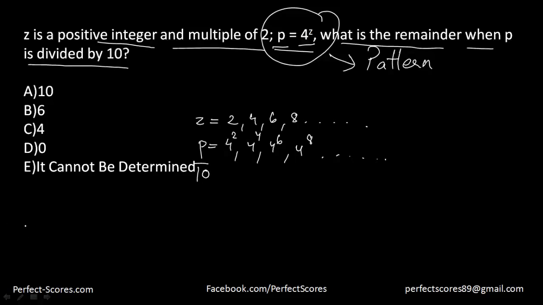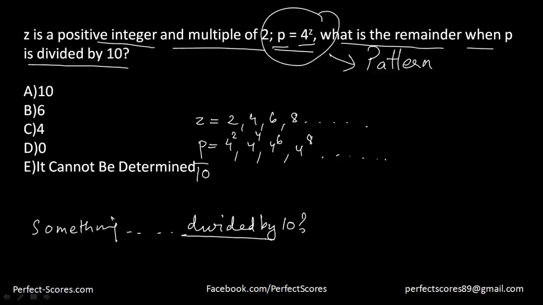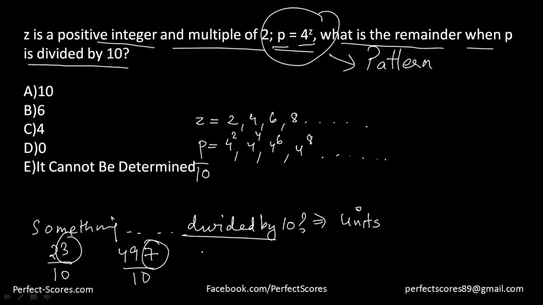Whenever the question asks what is the remainder when this is divided by 10, what is so special about division by 10? When you divide something by 10, the remainder is always equal to the units digit of the number. Let's divide 23 by 10: the remainder is 3. Divide 497 by 10: the remainder is 7. Divide 490 by 10: the remainder is 0. So whenever you divide something by 10, keep that in mind. All you have to do is find the units digit of the number.